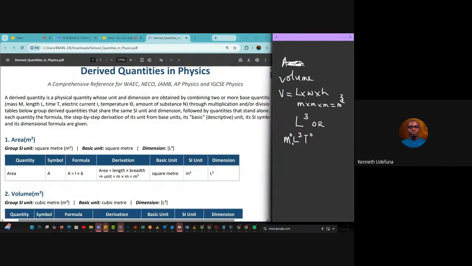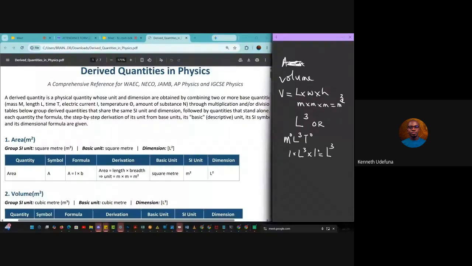So now, why did I say both of them are the same thing? M raised to power 0, or anything raised to power 0 according to mass, is what? 1. Do you get? Anything raised to power 0 is 1. So we have 1 times L cubed times T raised to power 0, which is also 1. So automatically everything becomes L cubed.